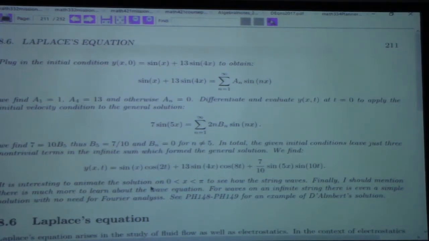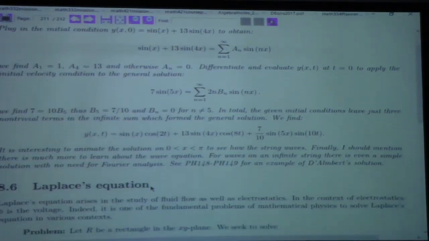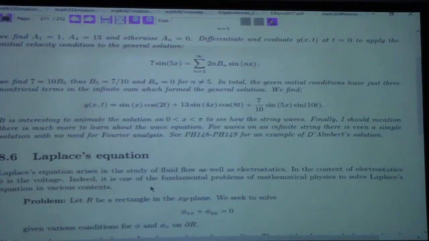Anyway, so that brings us to Laplace's equation, which I will talk about next time. So in the time that remains, I actually want to show you something rather different.